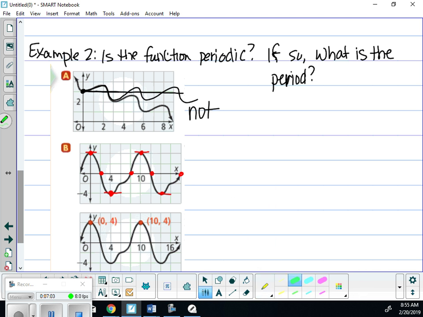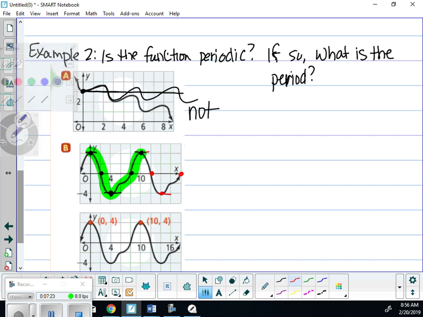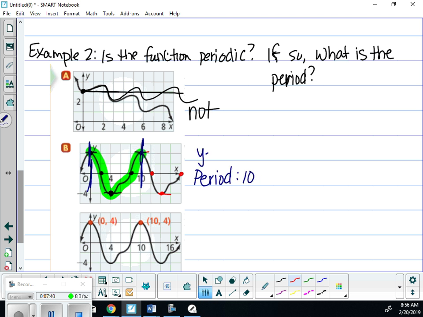So one cycle of this graph would be like that. Start at the top, go down, do some squiggles, come back to the top, then it's going to go down, do some squiggles, come back to the top. And the length of this cycle, we go from 0 to what? 10, right, on the graph? So this one is periodic, and the period is 10.